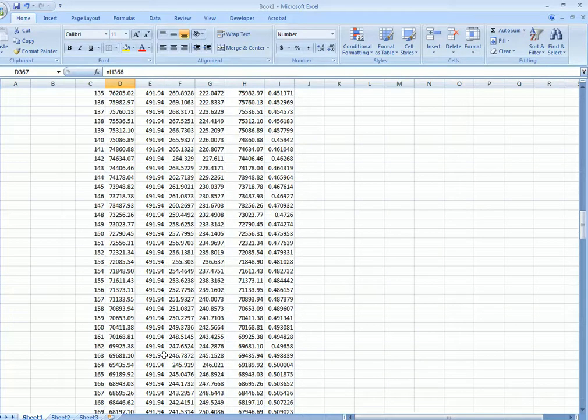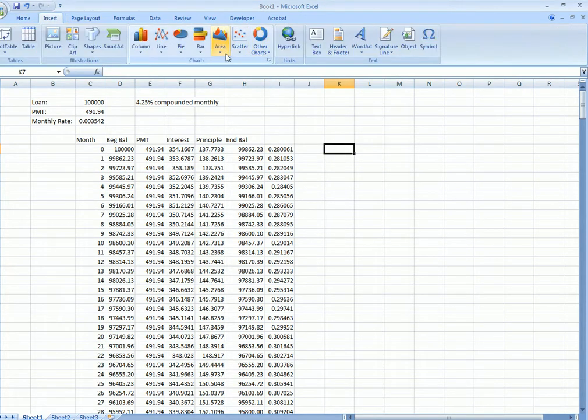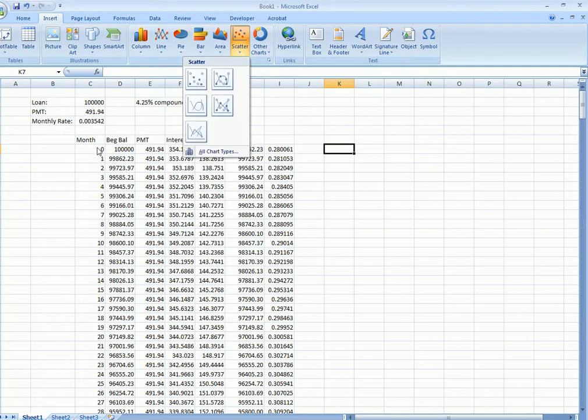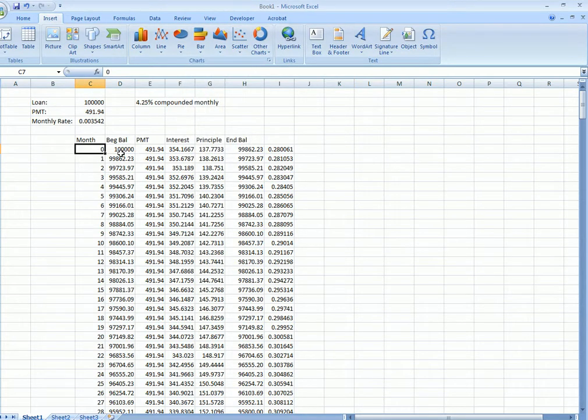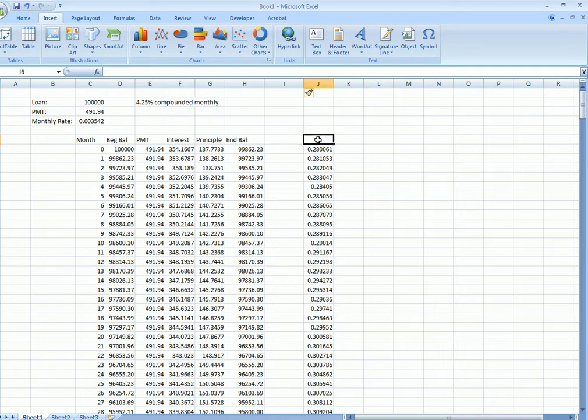Now, one really neat thing I could do is come in here and say, I want to see a graph of the ratio of principal compared to the total payment. So all I'm going to do is insert a scatter plot, and I'm going to play a little trick here. I'm going to right click column I and do insert, so that will insert a column between my ending balance and my percentage of principal.